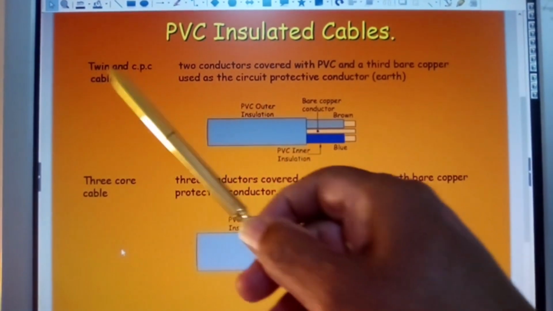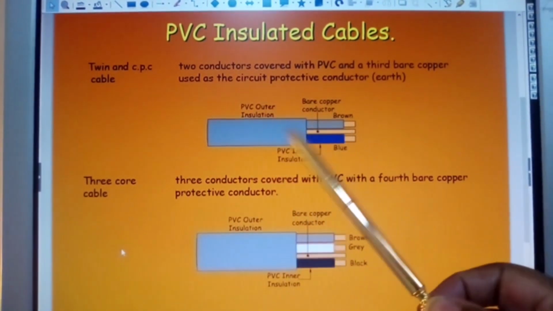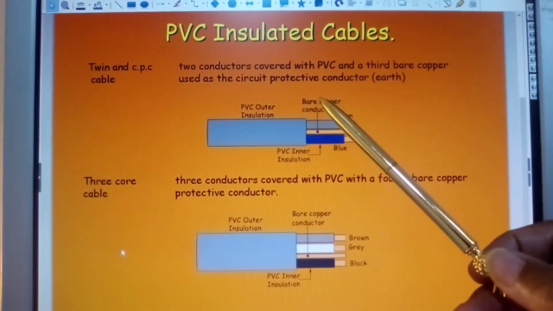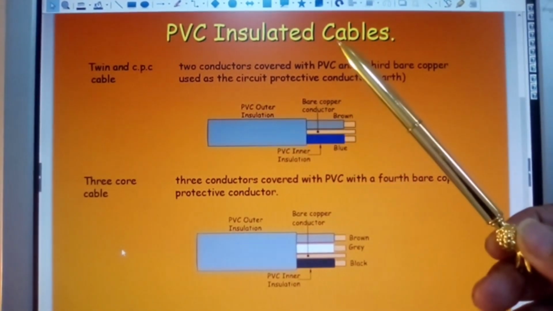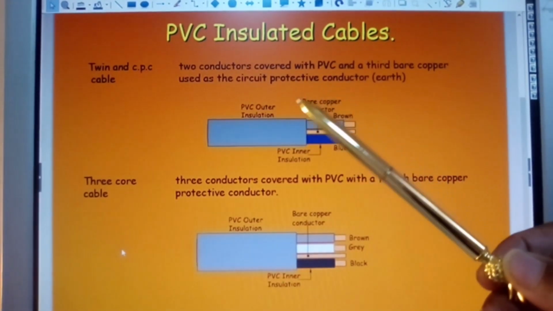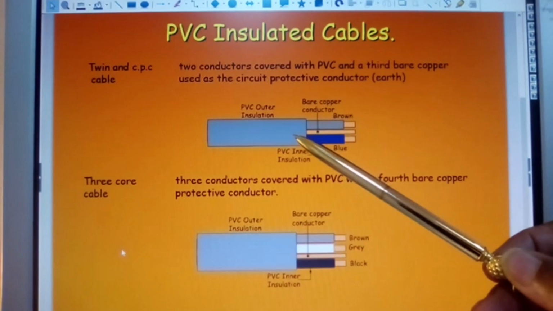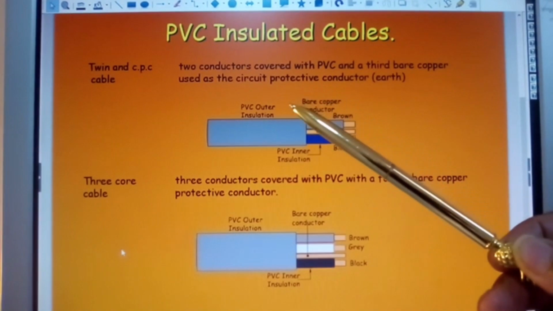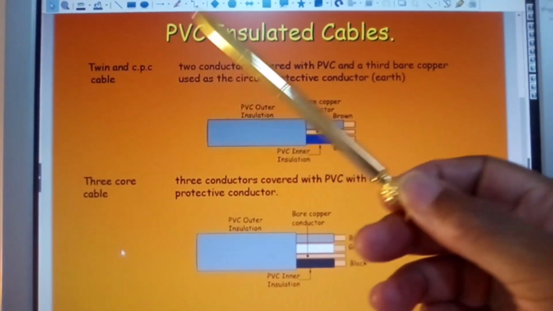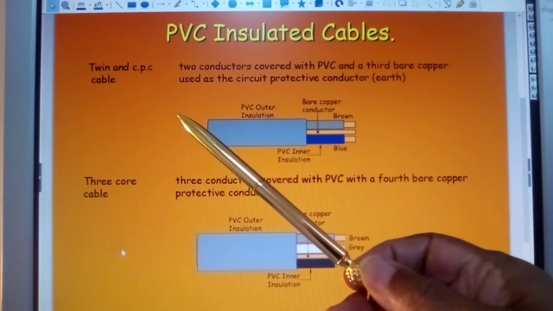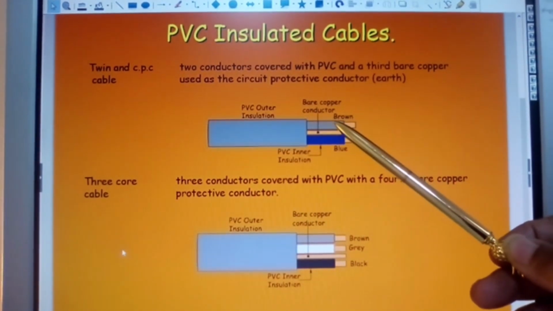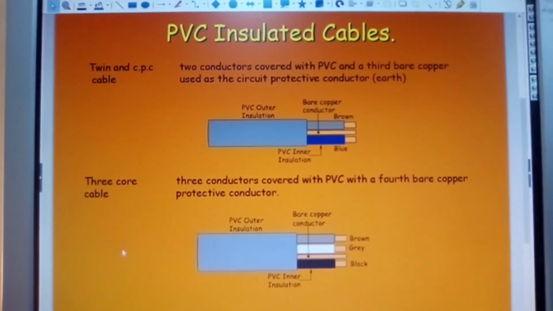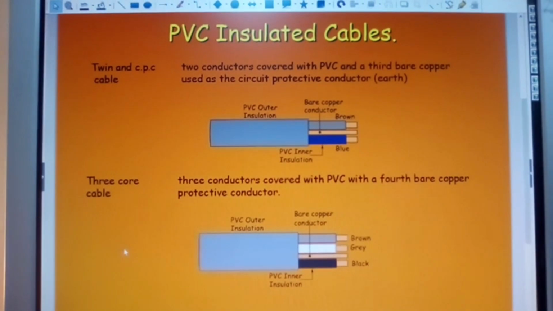PVC insulated cables, twin and CPC cable. You have your twin. Obviously you will conform to the correct phase and neutral conductors as to whatever color is relevant in your time, okay. And if you need to know what that is, you refer to the IEE regulations and they will tell you the colors with regard to phase and neutral, okay. In this case here, it is brown for phase, blue for neutral, okay. 3 core, okay.